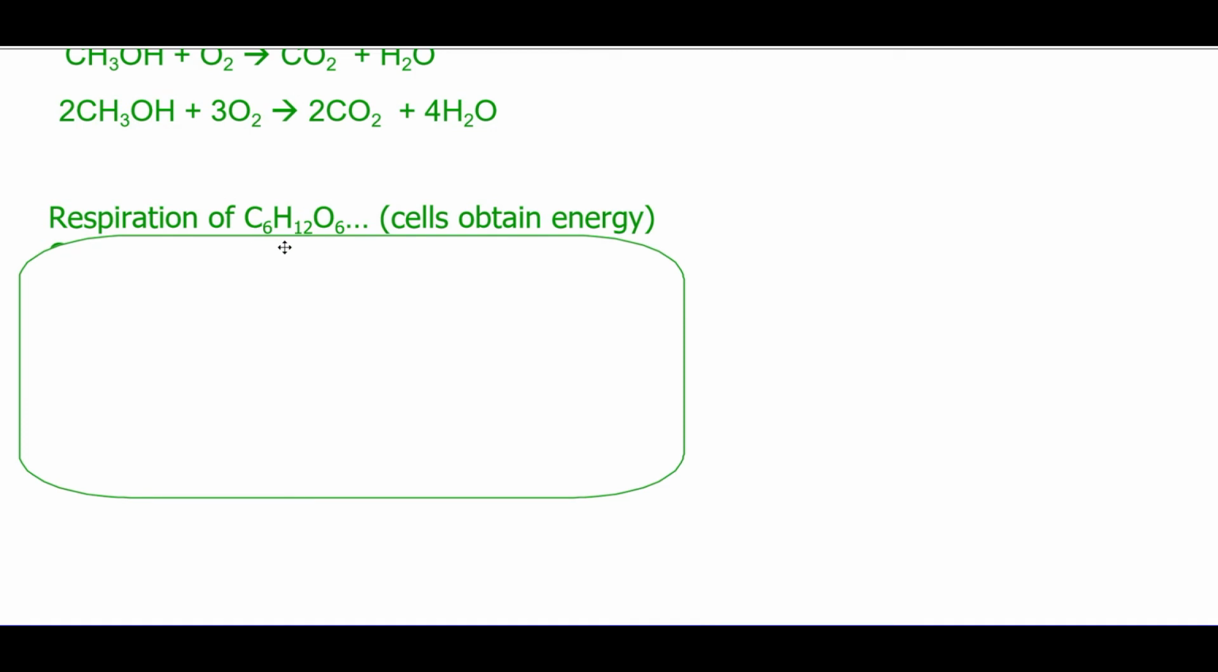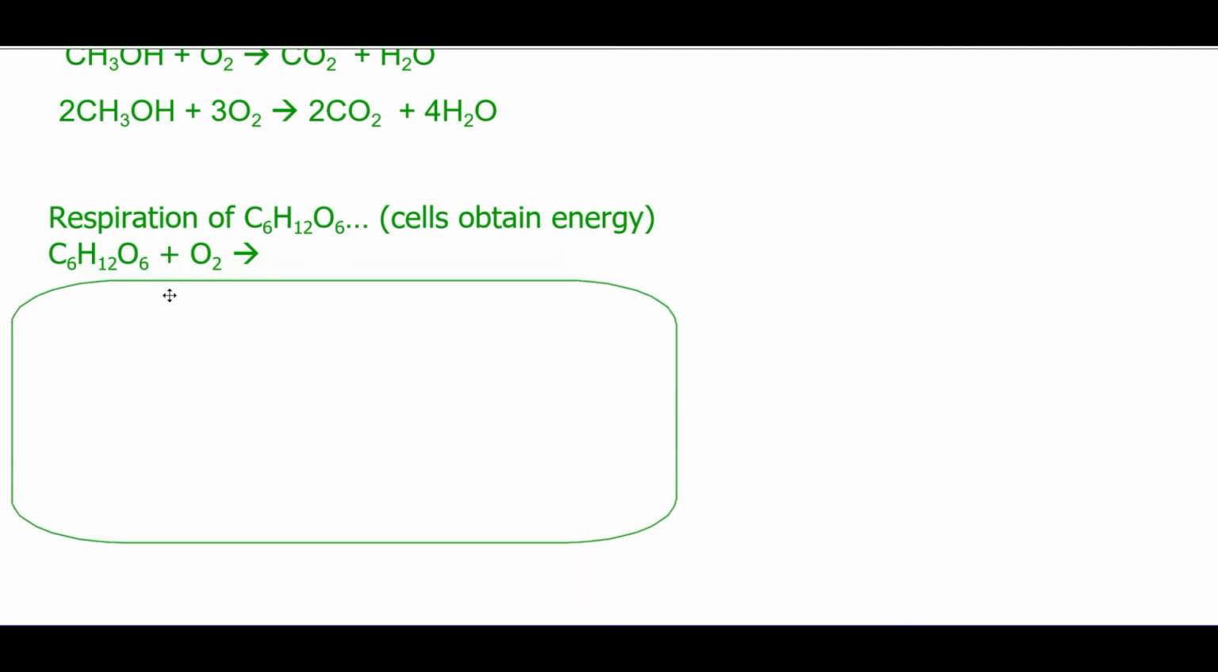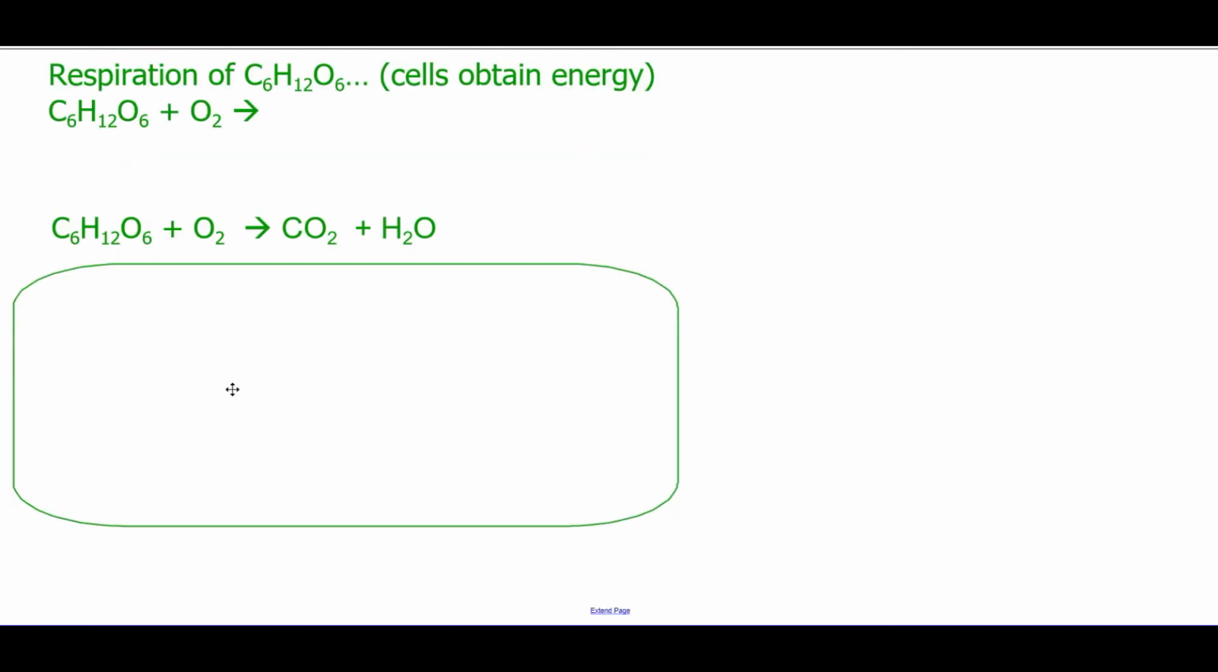If I look at respiration of sugar, this is how our cells obtain energy. So I'm going to start off with sugar and oxygen, remembering that it's O2. Easy enough to predict my products. This hydrocarbon also has oxygen in it, so when I balance, I need to take that into consideration.